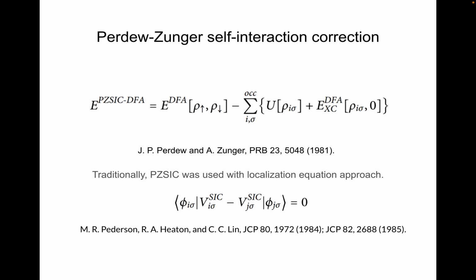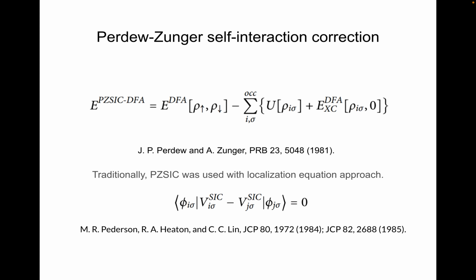the invariance of the total energy as well. Now, this was done in the 1980s, but you don't see as much application of the PZ-SIC beyond the atoms or the small sized molecules. And the reason for that was solving this localization equation was computationally very expensive to do.